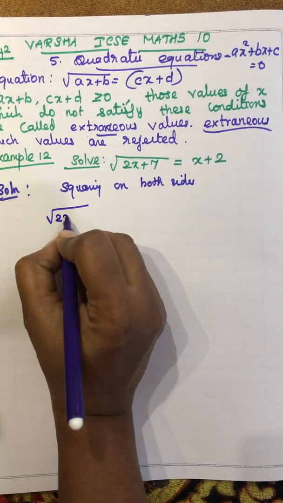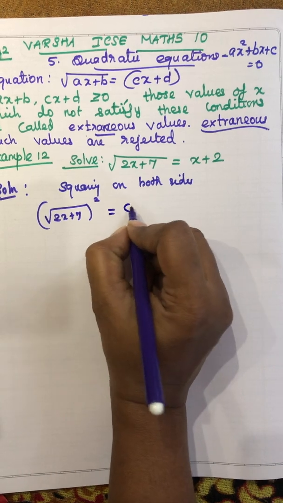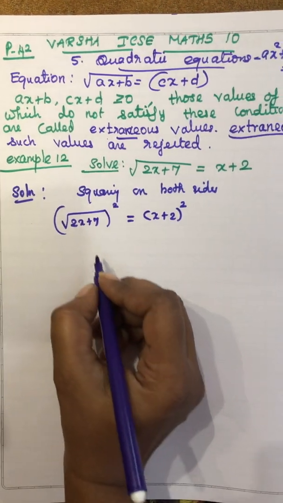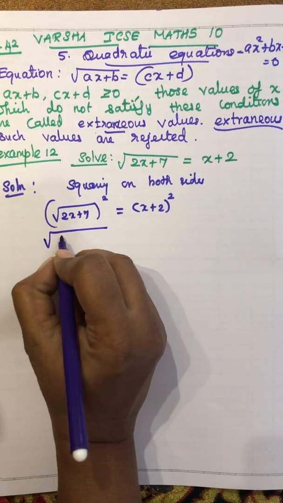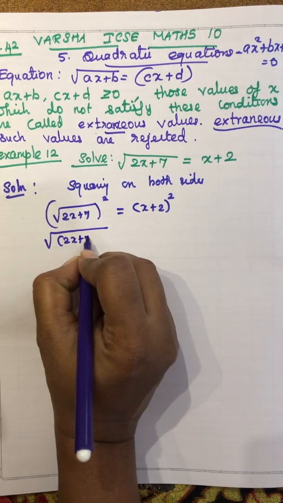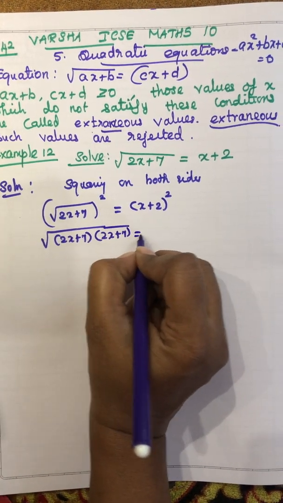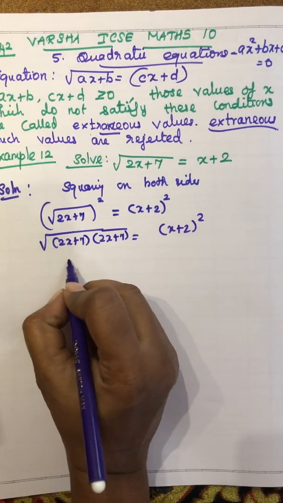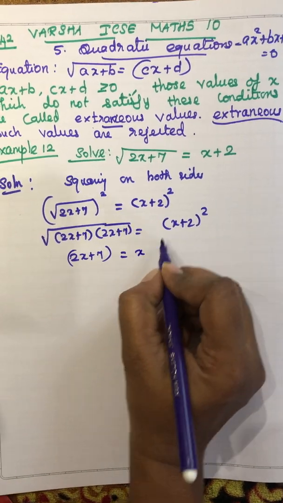See, this is root of 2x plus 7, so I am going to take the square, and this is x plus 2 the whole square. So what do you get? The square and root will be cancelled, because this is 2x plus 7 under the square root, you can take one of them. So this is 2x plus 7, and this is x plus 2 the whole square.